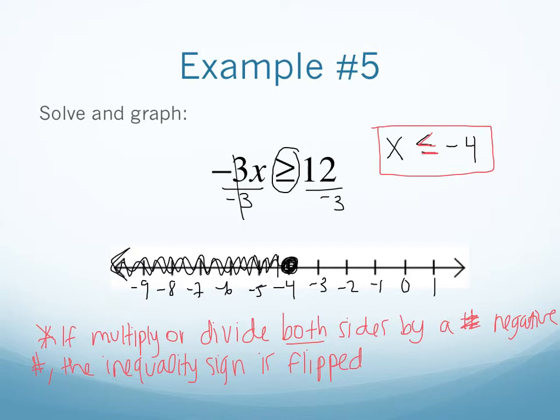So for example, if I had x is less than 7, and I decided for some reason to multiply both sides by -2, I'm going to have -2x, I'm going to have -14, and my inequality will be flipped. So in this case, I multiplied both sides by -2. If you multiply both sides or divide both sides by a negative number, again, it has to be both sides, you're going to flip the inequality.